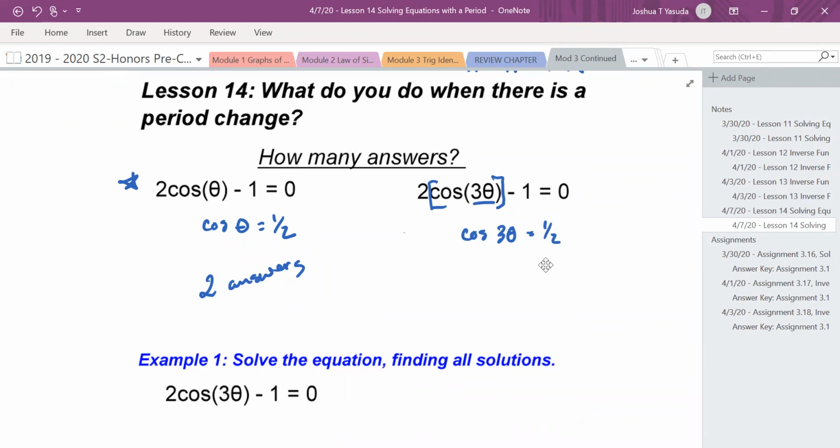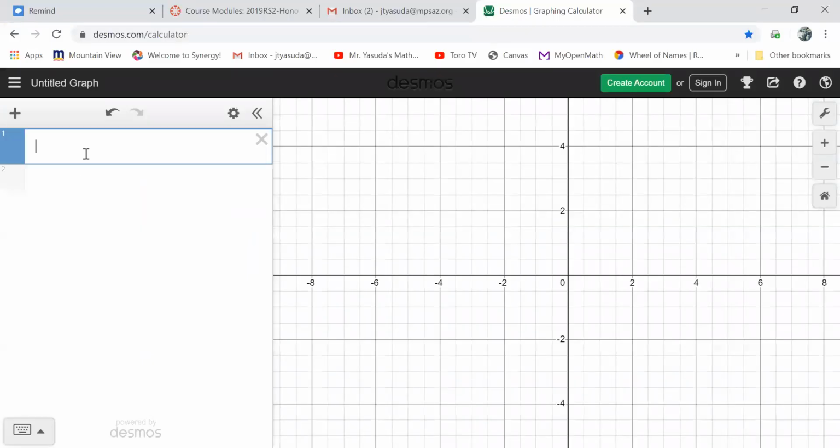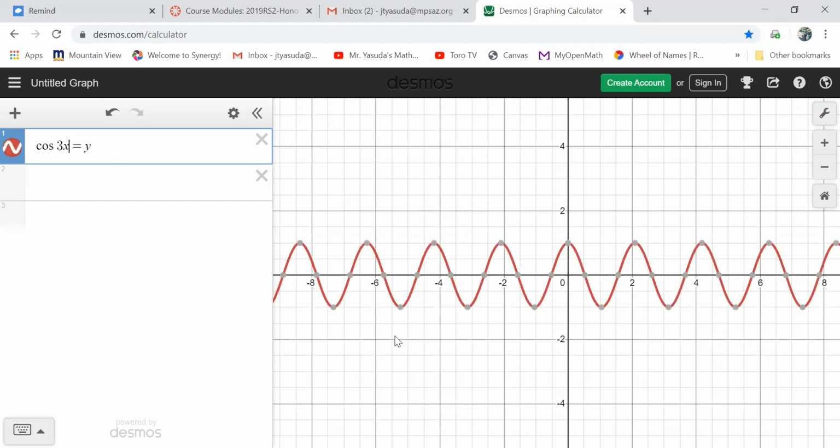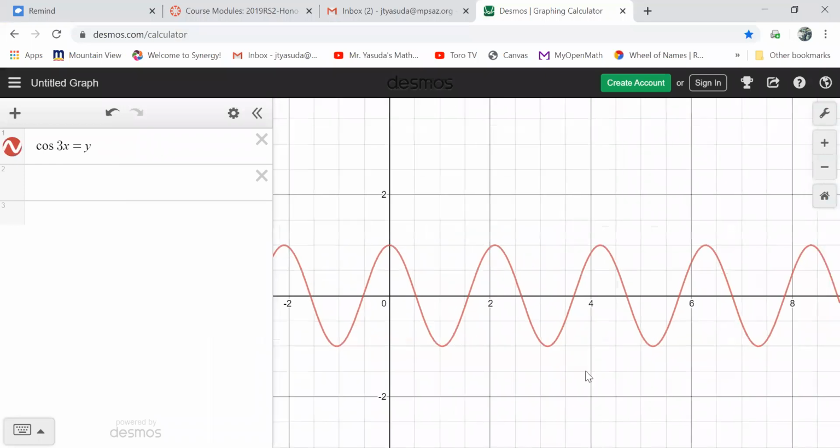I'm going to share with you something different real quick. Here we go. Gonna get to our good old favorite Desmos. So here's your cosine of 3 theta equals y. Oh my word, why is this not graphing? Oh, I have to use x, silly goose. Okay, so there you go, right? So here's cosine of 3x, y equals cosine of 3x.